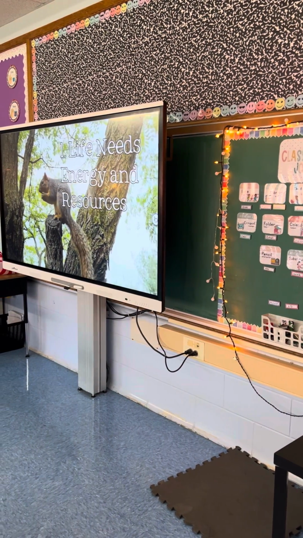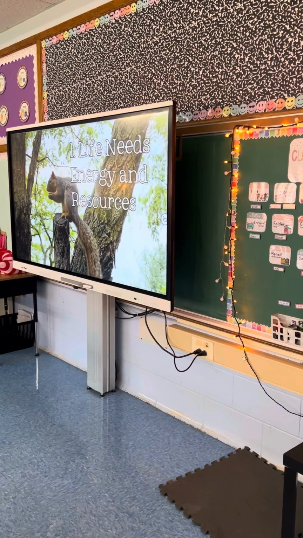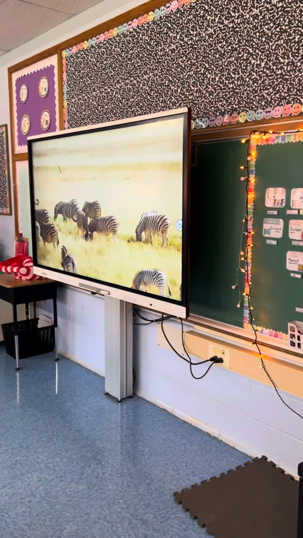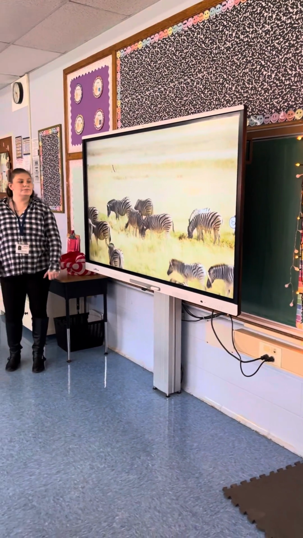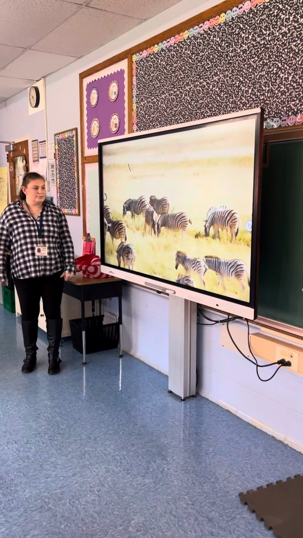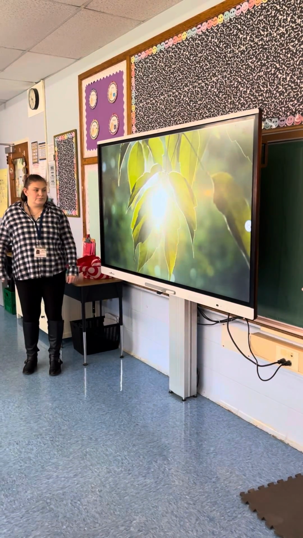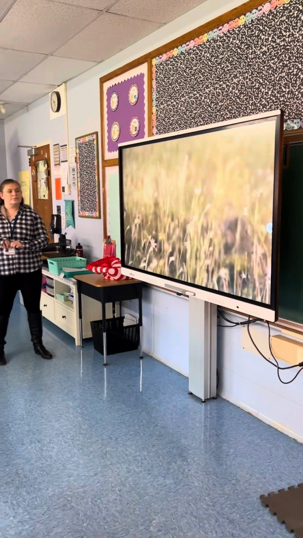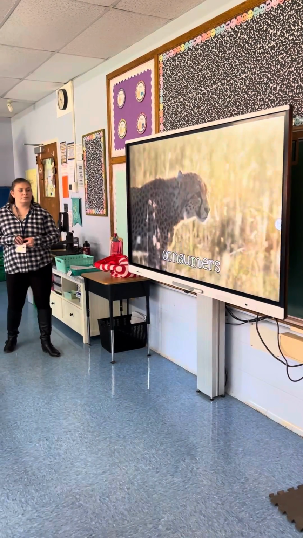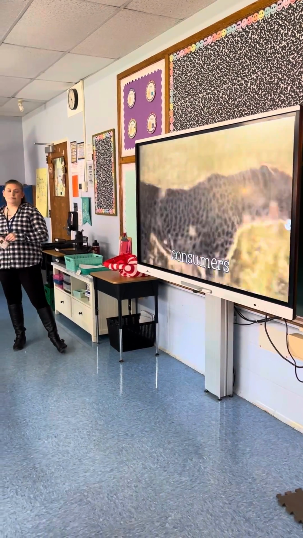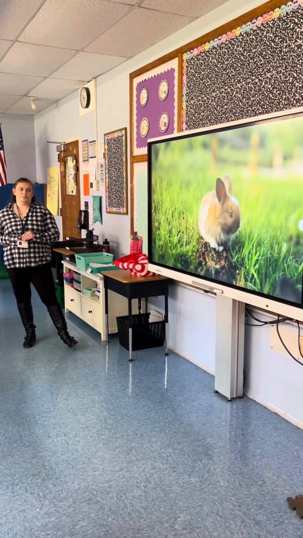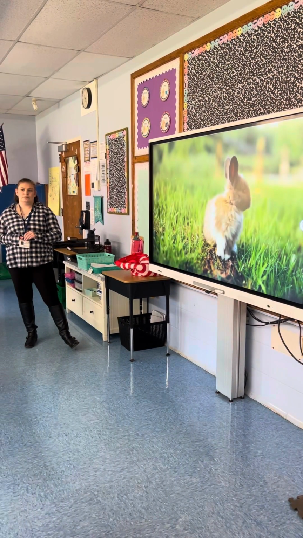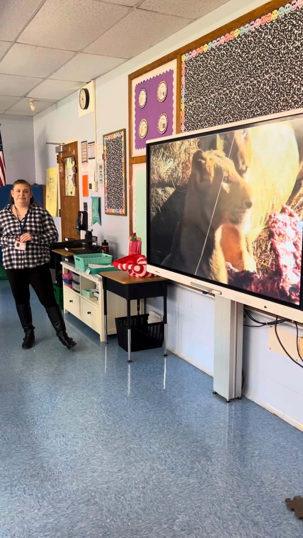1. Life needs energy and resources. All living things require energy to fuel the processes that keep them alive. This energy is obtained from various sources. Animals, like this hungry cheetah, are consumers. They obtain their energy by consuming other organisms, like plants or other animals.